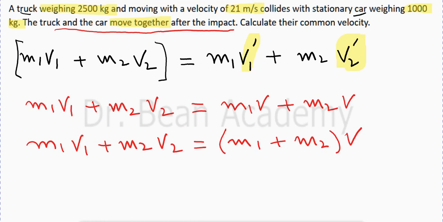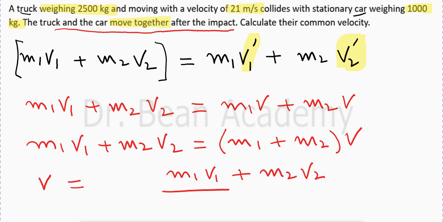So let me reverse the sides and write it as v equals m1 v1 plus m2 v2 divided by m1 plus m2. So this is the expression to calculate the combined velocity of the truck and the car.